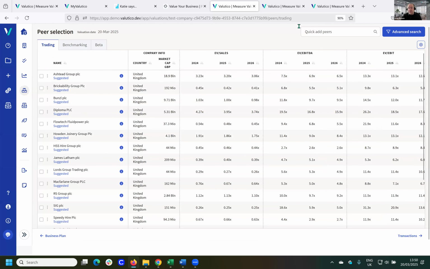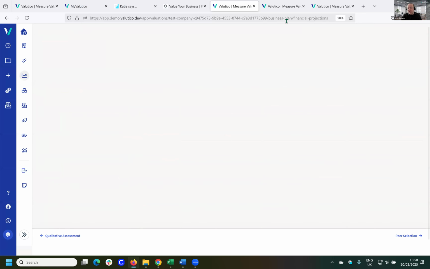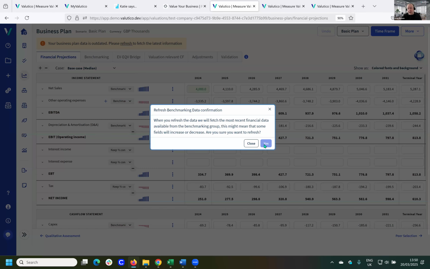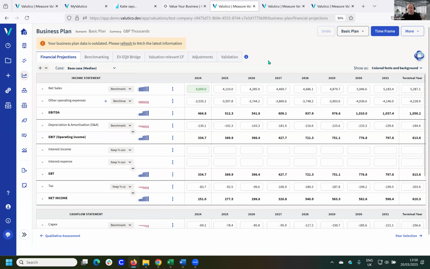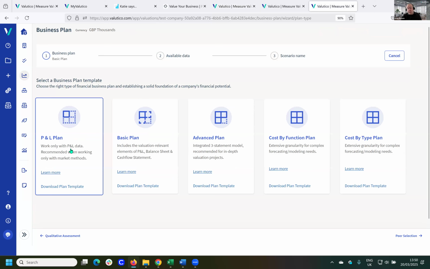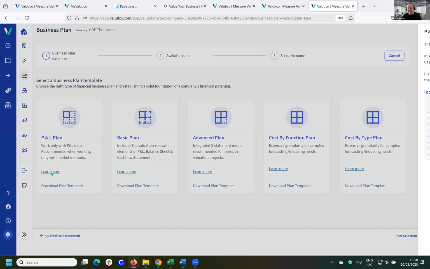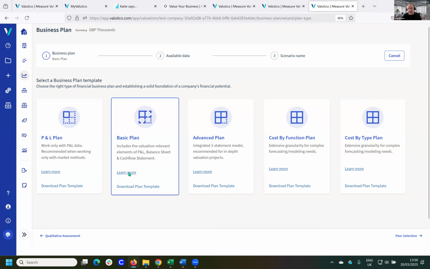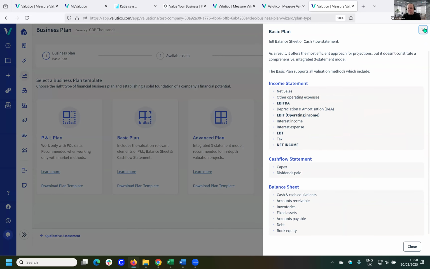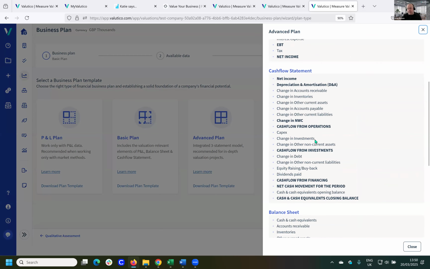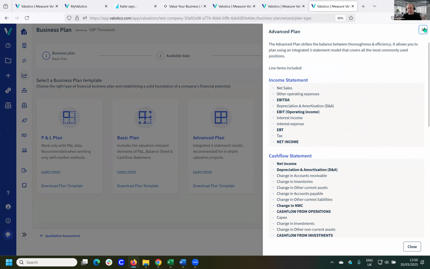Once you're happy with the peer selection, we're going to move on to the next one, which is our business plan. It's obviously very important to have the numbers, the financials, the historical numbers. We cater for everybody, basically. We go through 5 levels of sophistication. The first one is the income statement, which is for your light touch valuation. Then we move up across more and more detailed templates that could be utilized. So again, you can craft your very own type of valuation.